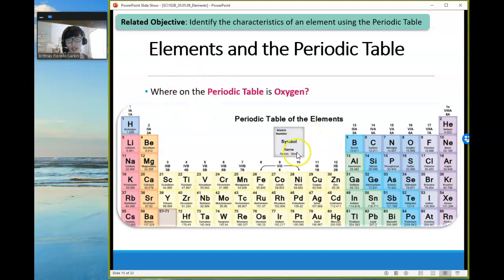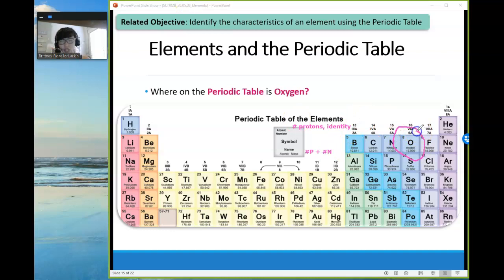Remember, it has the symbol, the name, the atomic number, which is the same as the number of protons, right? Number of protons, also the identity, and the atomic mass, which is going to be the number of protons plus the number of neutrons. So we can calculate the number of neutrons by just subtracting the number of protons from that atomic mass. So taking a look here, you can actually see oxygen right here.